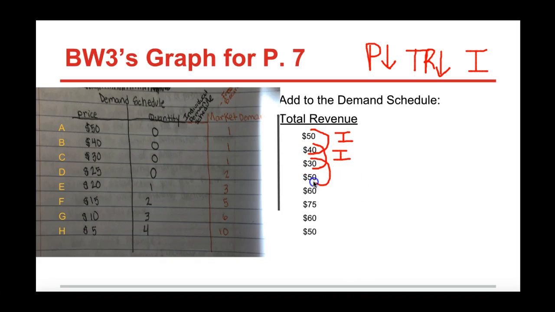Going from C to D, our price is going down from 30 to 25. Our total revenue, however, is going up from 30 to 50. So when our price is going down and our total revenue is going in the opposite direction, it's going up, what type of elasticity is that? Elastic, inelastic, unit elastic? When they go in opposite directions, it's elastic. So you can label this elastic. Yes, you should be labeling this in your notebook.